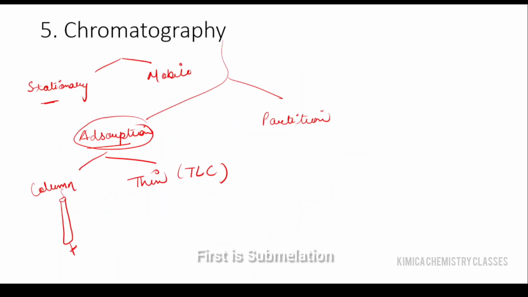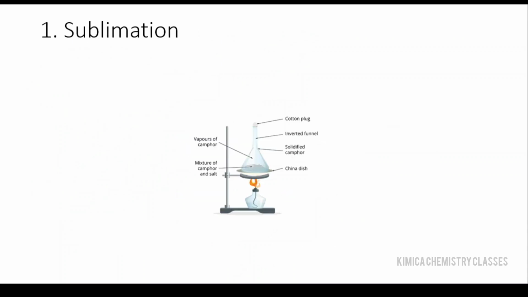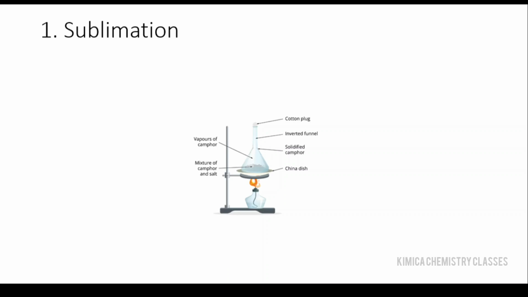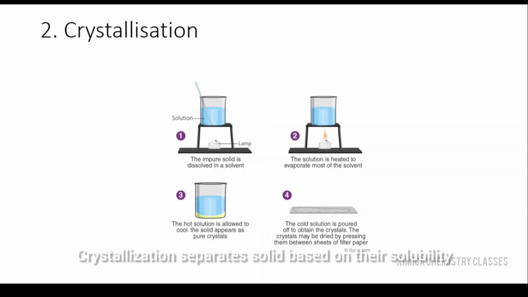First is sublimation. Sublimation is used to purify solids like camphor that directly convert to vapor on heating, leaving behind non-sublimable impurities like sand or salt. Crystallization separates solids based on their solubility difference in a suitable solvent; pure crystals form on cooling, while impurities remain dissolved or are filtered out.